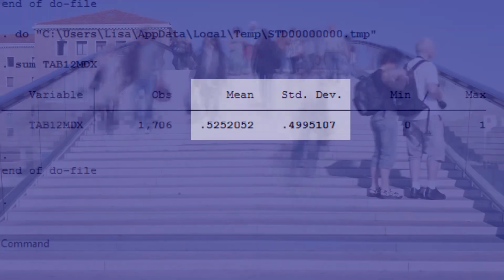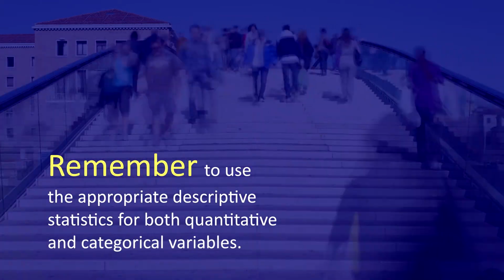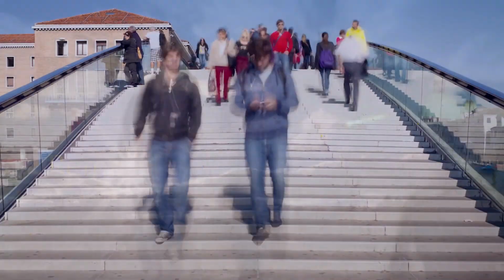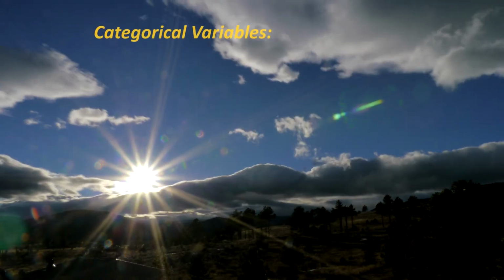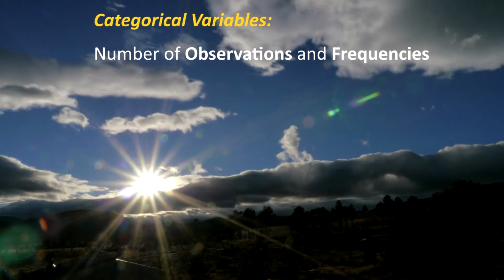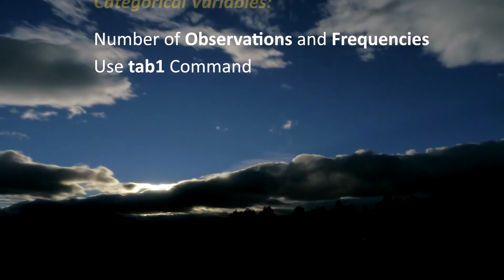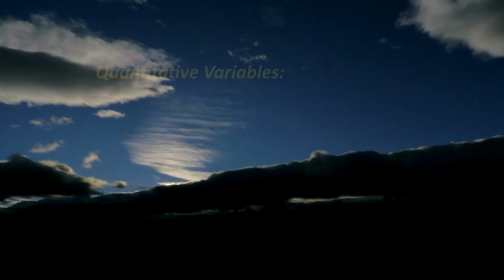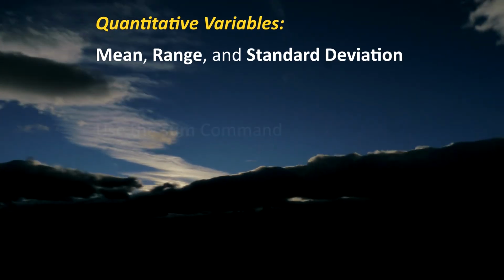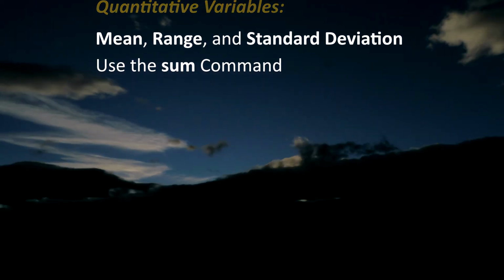So again, it's very important to remember to use the appropriate descriptive statistics for both quantitative and categorical variables. To briefly review, descriptive statistics for categorical variables, which entails the number of observations and relative frequencies of each group within that variable, can be generated using the tab 1 command. Descriptive statistics for quantitative variables, which entails the mean, range, and standard deviation, can be generated using the sum command.